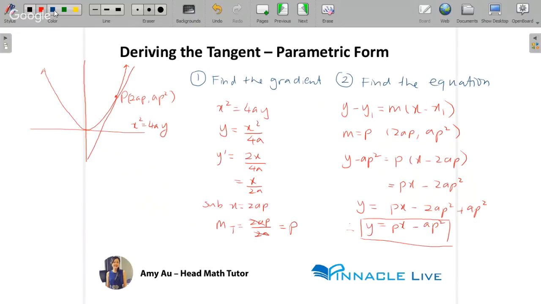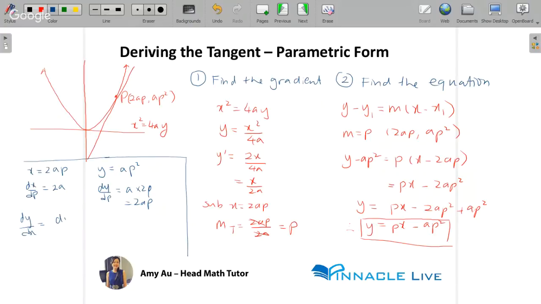Now, as I mentioned before, as a side note, you can do the gradient a little bit differently. So the gradient can be done through parametric differentiation. So if you take the parametric coordinates and differentiate with respect to p, so dx dp is just 2a, and dy dp is 2ap, okay? And we combine that together using the chain rule.